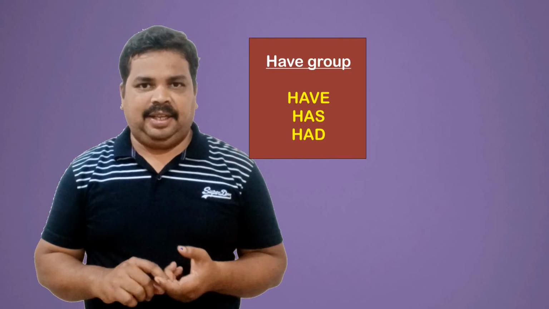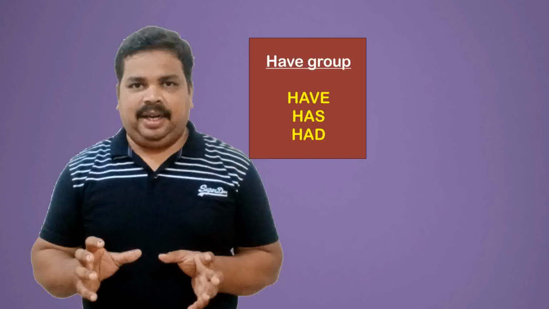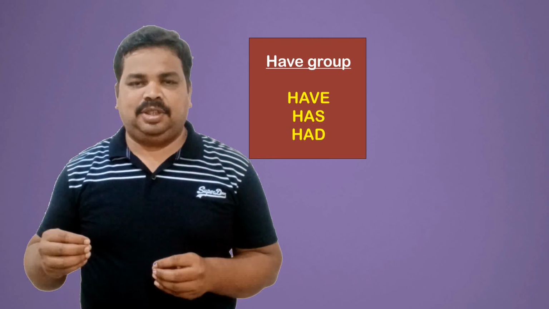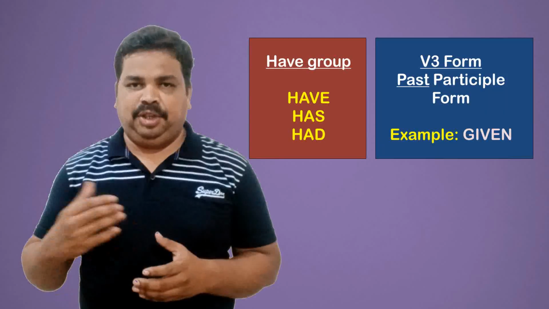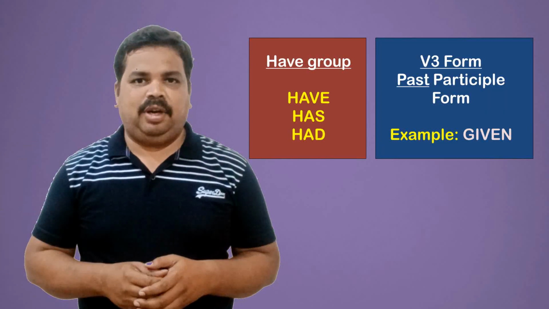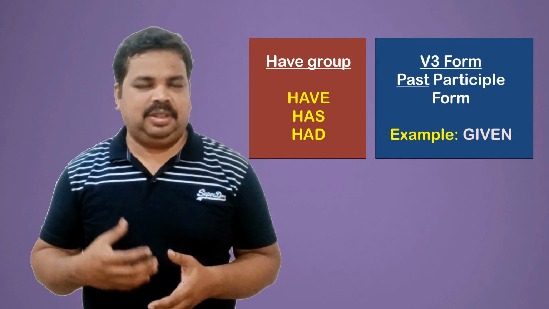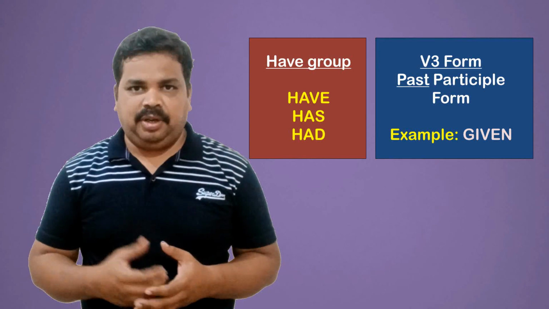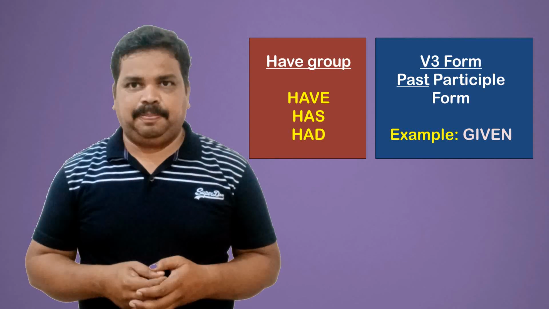Under the have group we have only three auxiliary verbs, which are have, has and had. Have, has and had are always used in combination with the V3 form of the verbs. If you recall, the V3 form is also called the past participle form. Words like jumped, hopped, given, taken are V3 form verbs or past participle verbs.